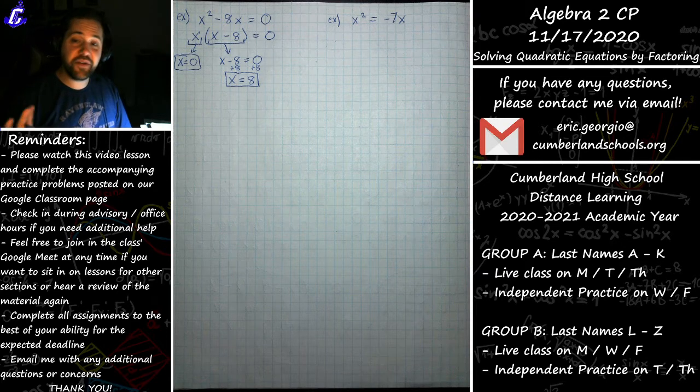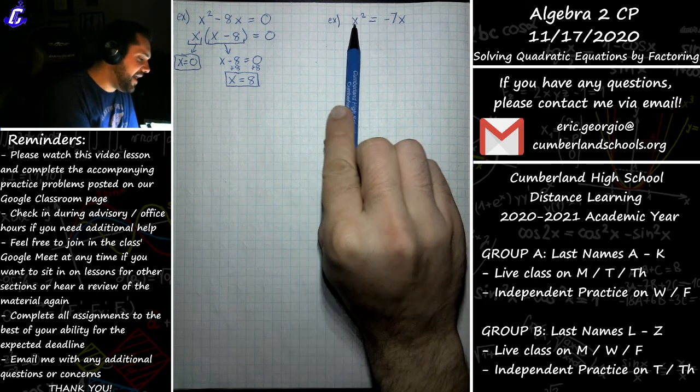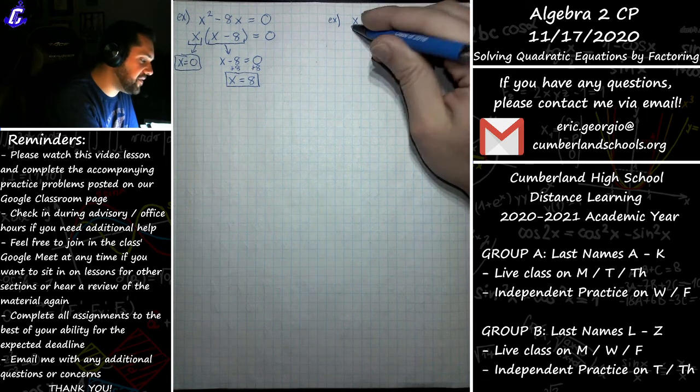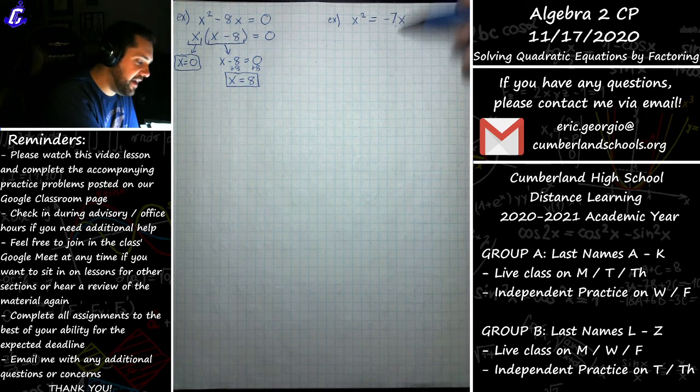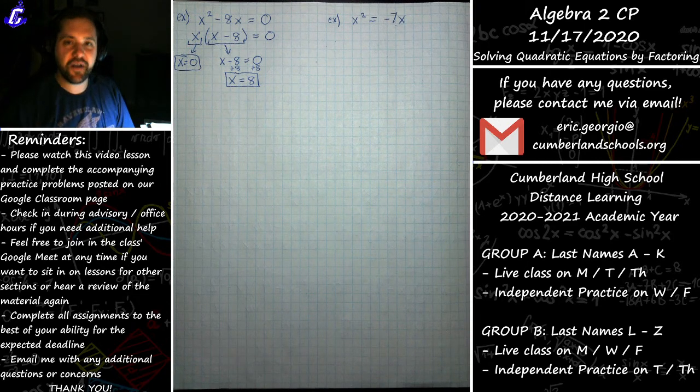A lot of students, and I just want to make sure I point this out, a lot of students look at this problem and they make the mistake of saying, ooh, we have an x over here, we have an x over here, let's divide by x on both sides, divide by x, cancel out the x's, you get x equals negative 7 and call it a day.